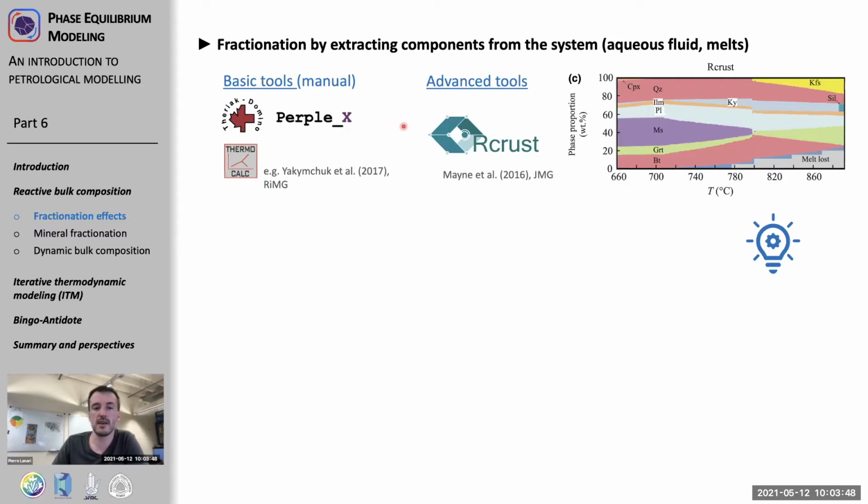There are some more advanced tools, and here I put just one reference to one of them, that is rCrust by Matthew Mayne. I really encourage you to check this tool. If you're interested in processes occurring along a pressure-temperature path in which the reactive bulk composition will evolve and change, where you will, for example, inject melt or extract melt from your system, then you must give rCrust a try. This is a very great tool, and it can produce this kind of phase diagram where you have extraction of melt during metamorphism.